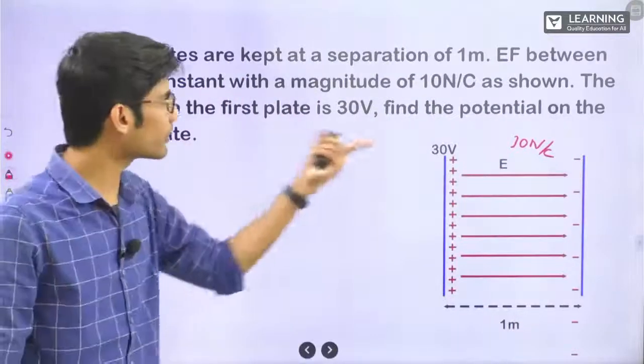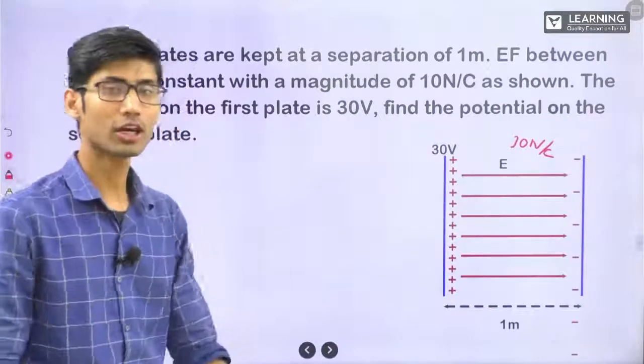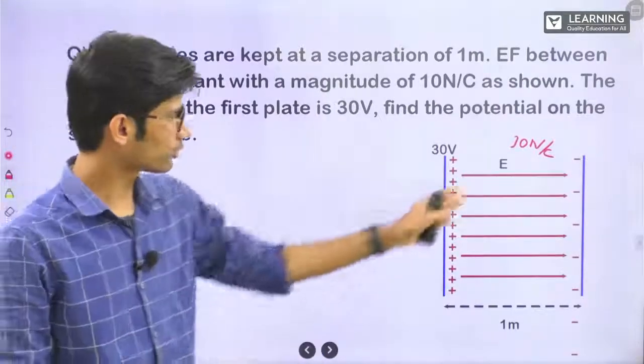The potential on the first plate is 30 volts. Find the potential on the second plate. How do we do this? This we know, we have to find the potential there.